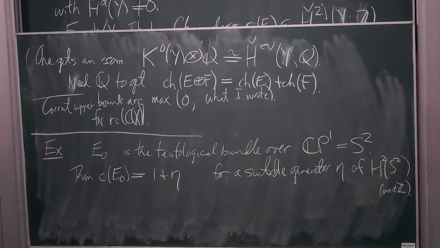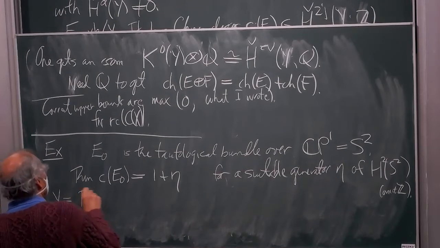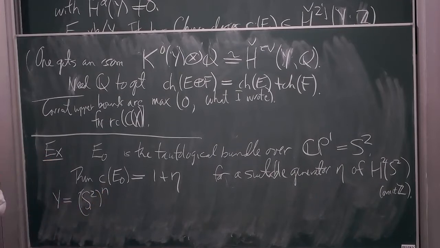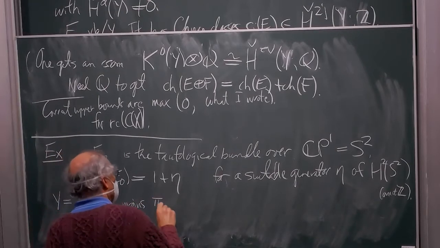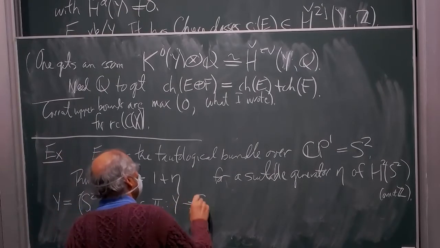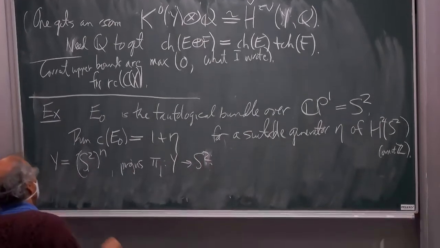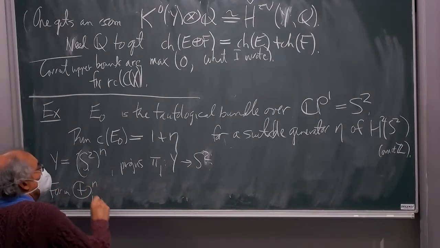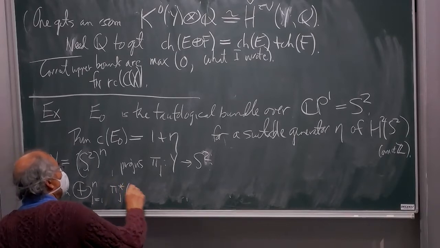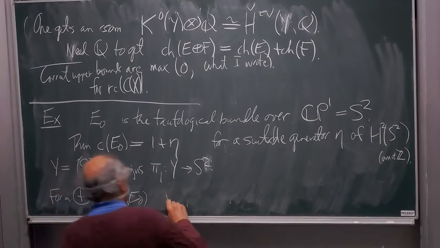And now I take Y to be the product, well, I should just take S2 to the N. And I have projections pi j from Y to S2. And then we can form the direct sum from j equals 1 to n of pi j star of E0. All right, so each is a rank 1 thing, so this has rank n.